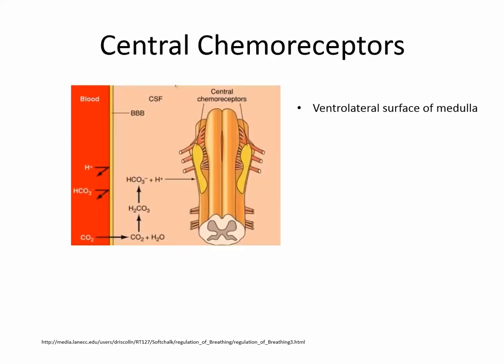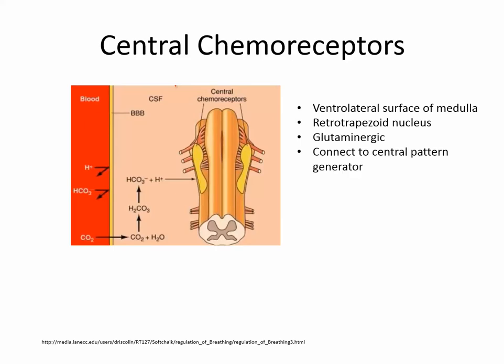The central chemoreceptors are located very close to the ventrolateral surface of the medulla. They are in an area known as the retrotrapezoid nucleus, and they are glutamatergic. They connect to what's called a central pattern generator for respiration. Unlike the heart, which has a single group of neurons that establish a cardiac rate and rhythm, the respiratory system relies on several groups of distinct neurons to establish and maintain ventilation.